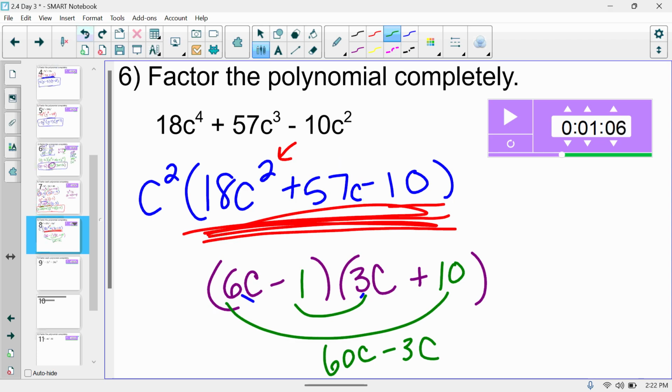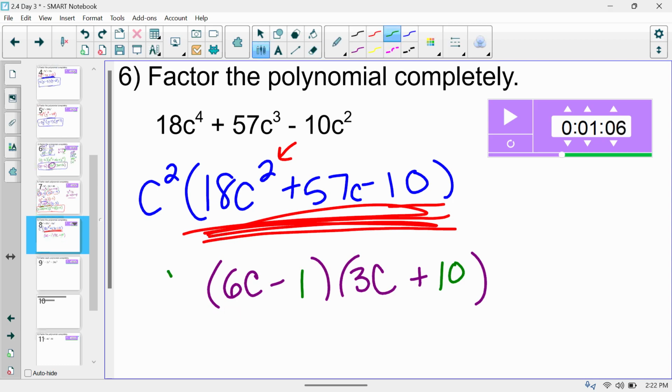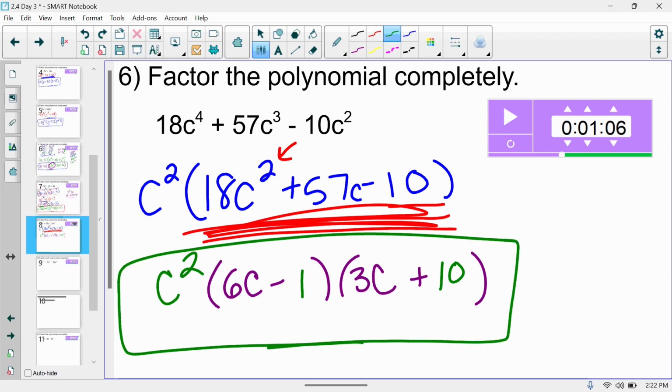If it didn't, then I would get rid of the 1 and 10 and go on to trying 2 times 5 because that's another way to get 10. Of course, one of them would have to be negative, right? And then don't forget about the c squared that you pulled out in the beginning. So this is going to be your final answer for that one.